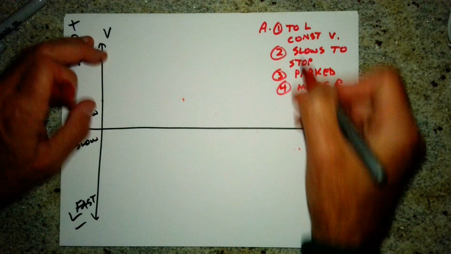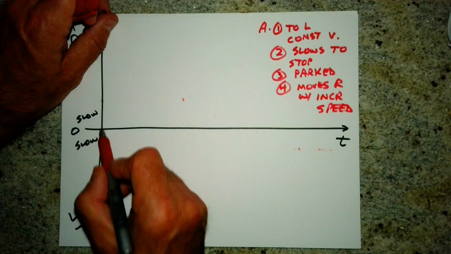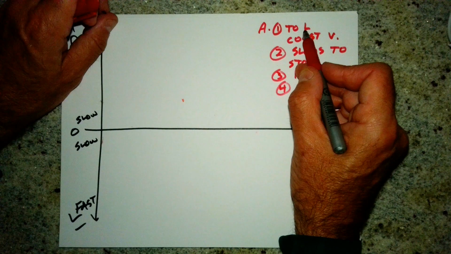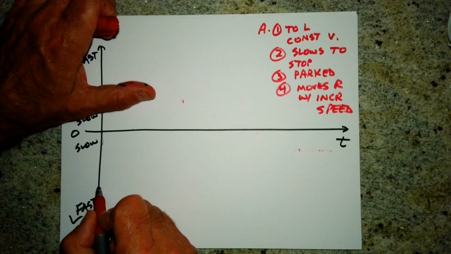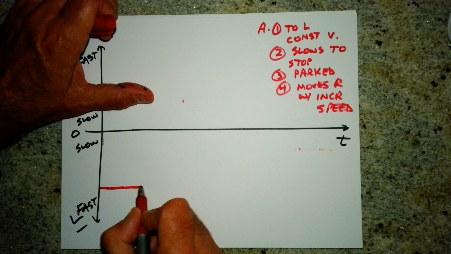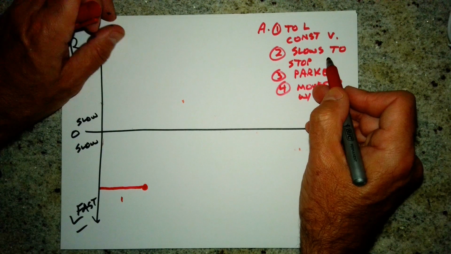Okay, so we do this one piece at a time. So first, at the beginning, at noon here, when t equals 0, it's moving to the left. So that means we're down here in the left numbers with a constant speed. It doesn't say slow or fast, so we get to pick. Moving to the left with a constant speed. That's part 1. Then it slows to a stop.